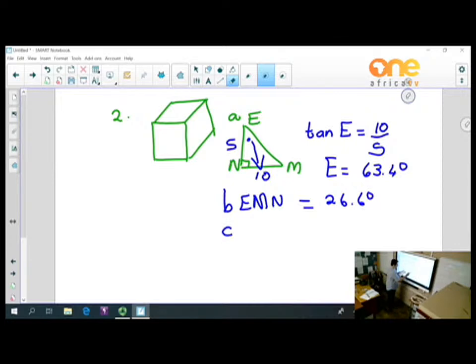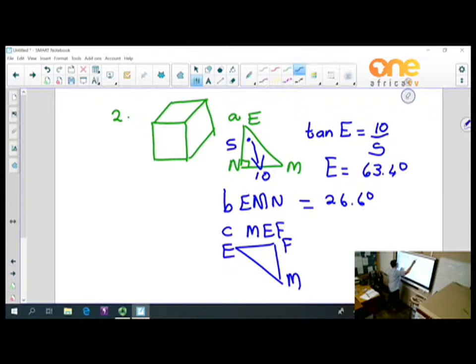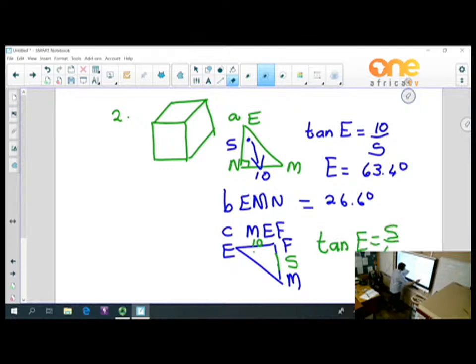Number C, MEF. Okay, now look at the picture. MEF. So I have to draw that triangle. E and F, and M is here. So what lengths do we have? This one is 10. No, this one is again 5 because it's the midpoint. M is the midpoint. So that one is 5. This one will be 10. And now we have to find the angle MEF, this one. So again, it is the tan function. Tan E is equal to 5 over 10, second function tan, and the angle is also 26.6 degrees.